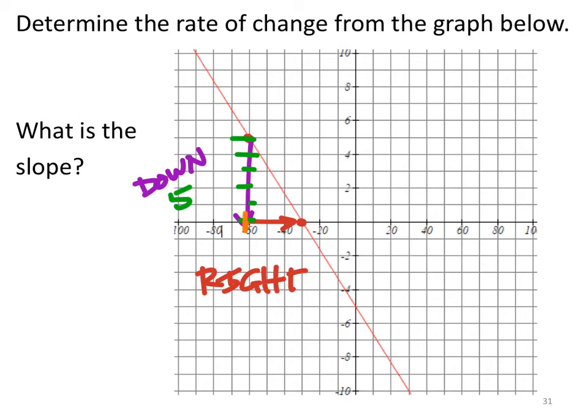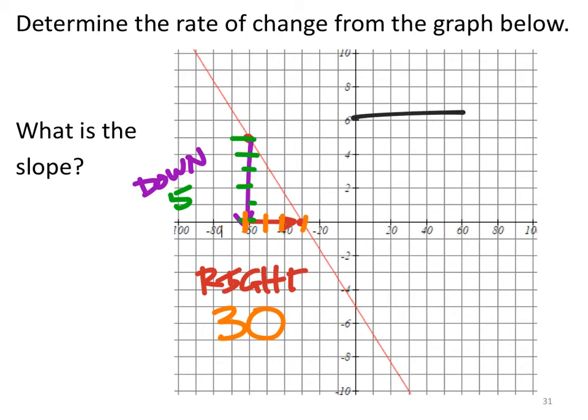So I start right here, and then how far to the right do I go? I go 1, 2, 3. But it's not to the right 3, you guys. It's going from negative 60 to negative 30, it looks like. So it went to the right, but each line in the x-axis represents 10. So since I went to the right 3, and each line represents 10, it'd be actually to the right 30.